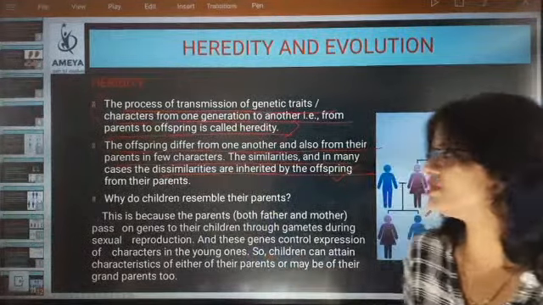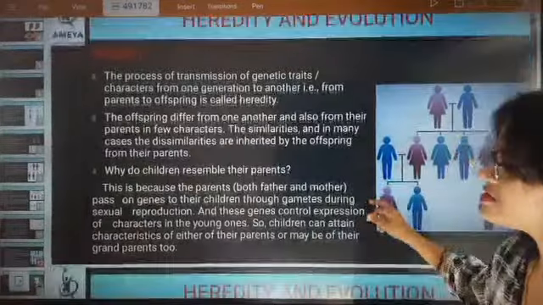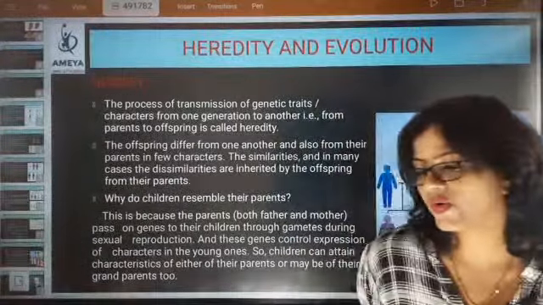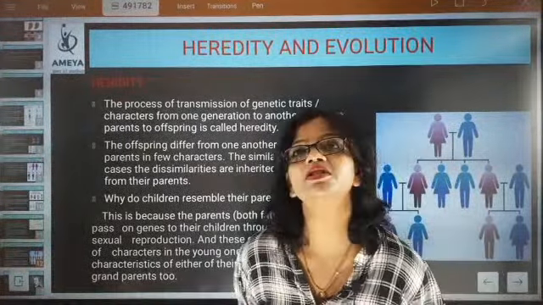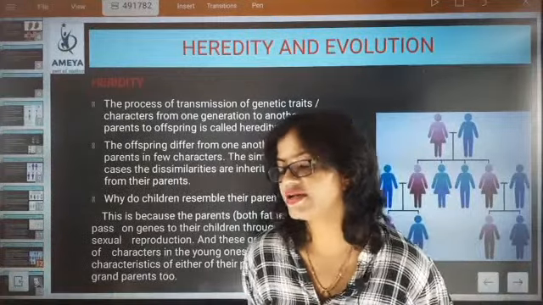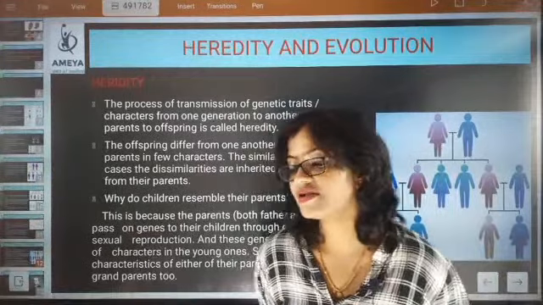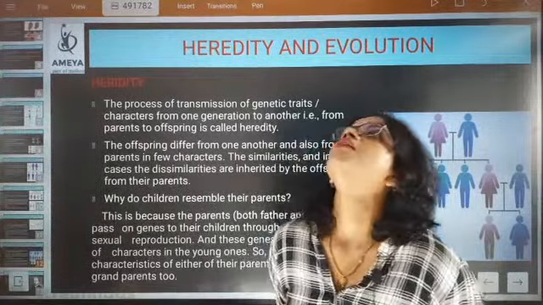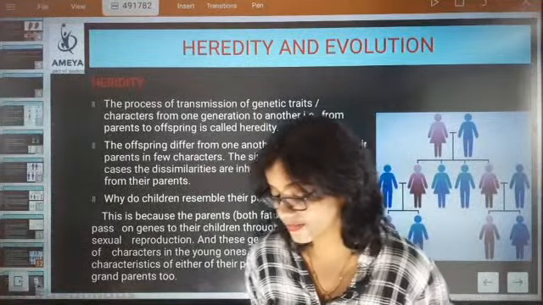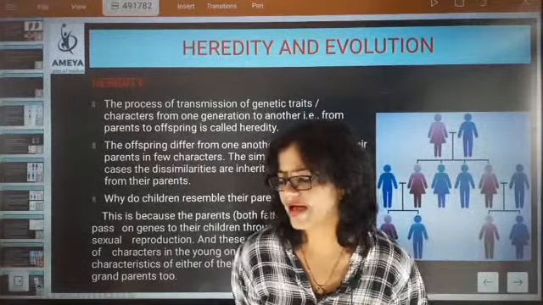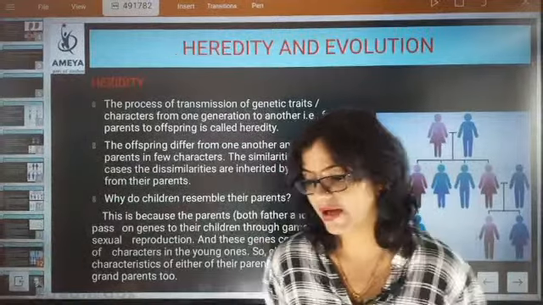Why do children resemble their parents? This is a very important question. What is the reason behind children resembling their parents? Means they are like their father, they are like their mother. So why do children resemble their parents?